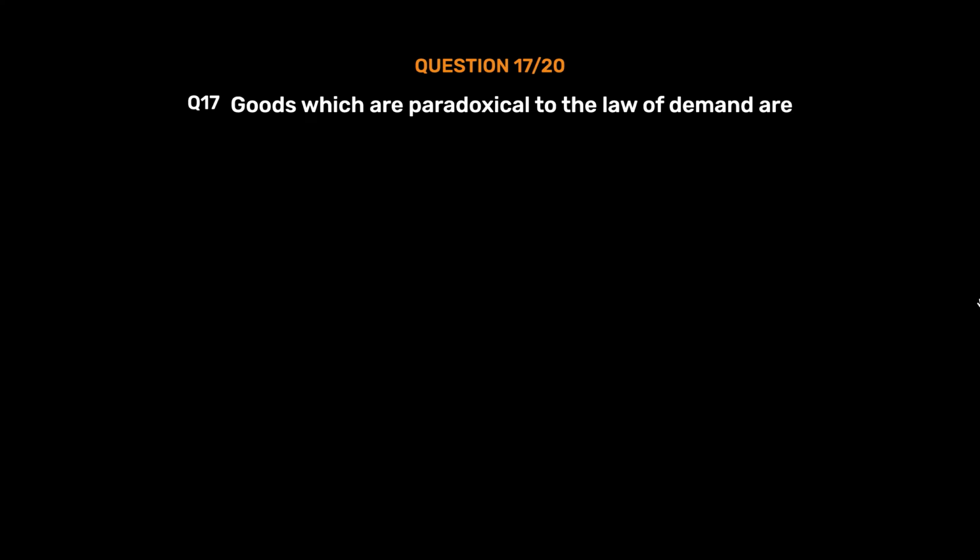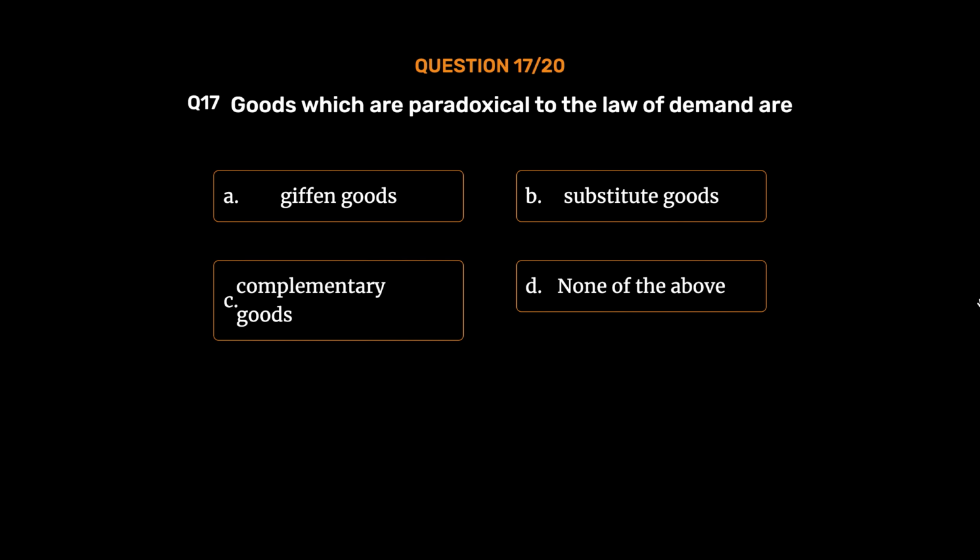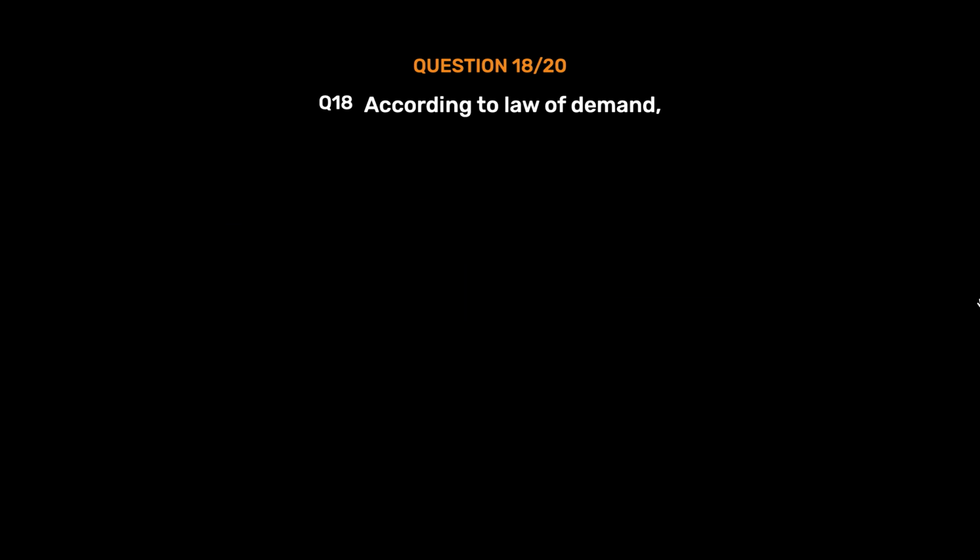Question number 17. Goods which are paradoxical to the law of demand are Option A, giffen goods. Option B, substitute goods. Option C, complementary goods. Option D, none of the above. The correct answer is Option A, giffen goods.